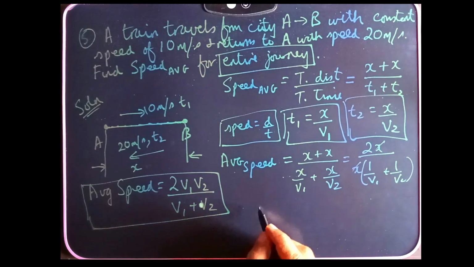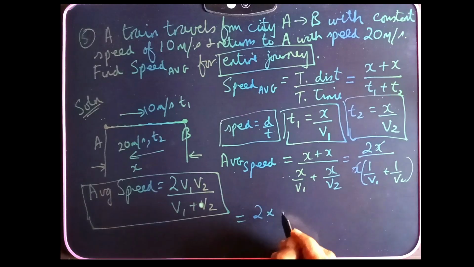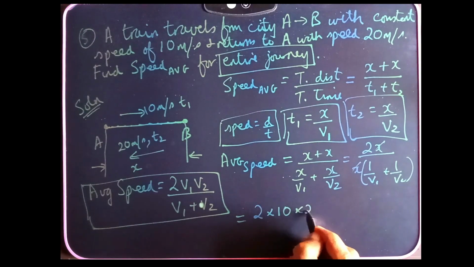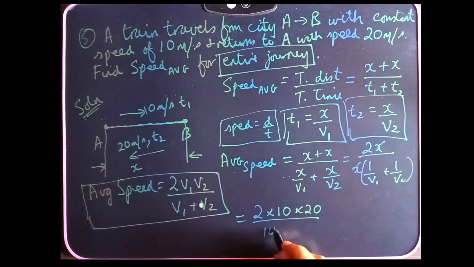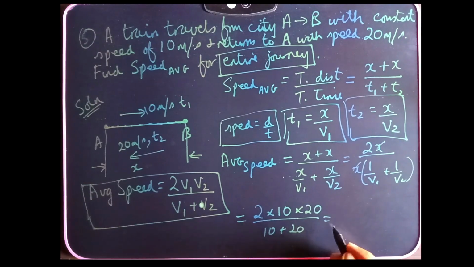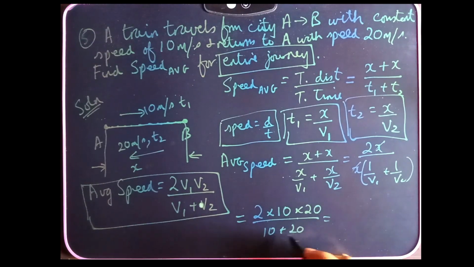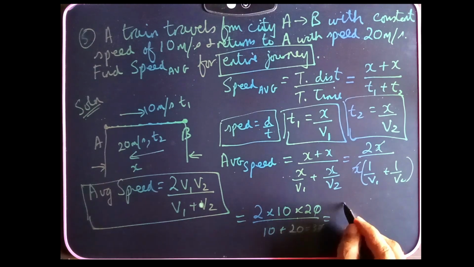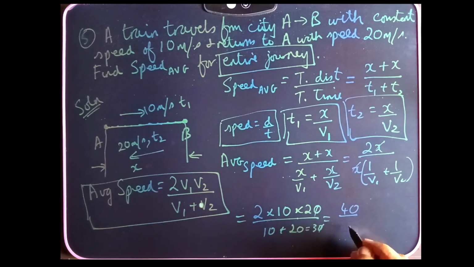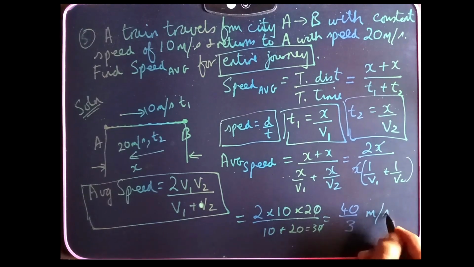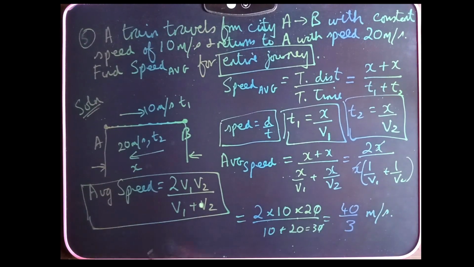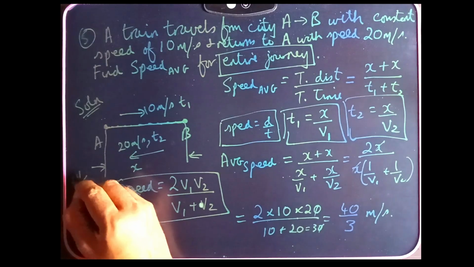So now I'll try to solve it. Equal to 2 times 10 into 20 divided by 10 plus 20. So this will become how much? 10 plus 20 is 30, right? So this will become equal to 30. So 10 will cancel. It will become 40 by 3 meter per second. So it's a very interesting formula. This formula you can remember.